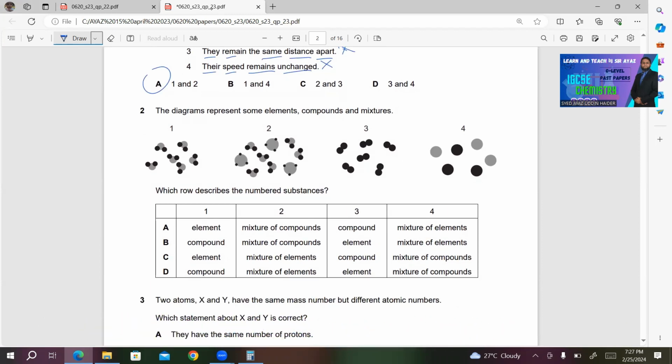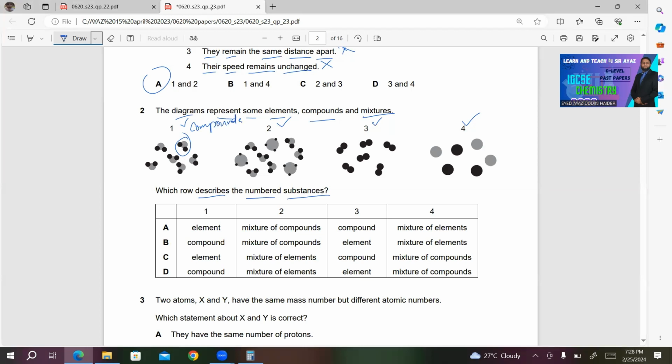Number 2, the diagrams represent some elements, compounds, and mixtures. Here we have number 1, 2, 3, 4. Which row describes the numbered substances? If you look at number 1, it clearly indicates that there are two different kinds of atoms or elements joined together, and this is a compound. These are the molecules of compounds.